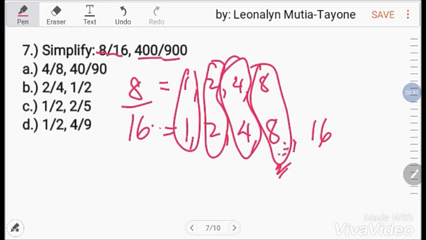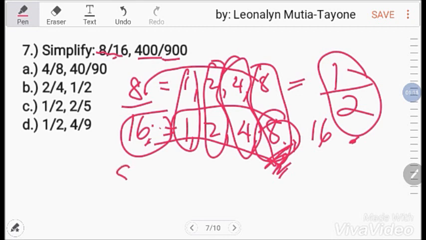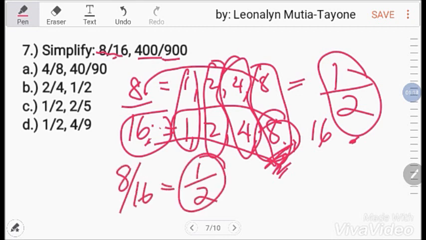So, ito yung gagamitin mo para i-divide siya. Bali, 8 divided by 8, that is 1. 16 divided by 8, that is 2. So, si 8 over 16 is equal to 1 over 2.